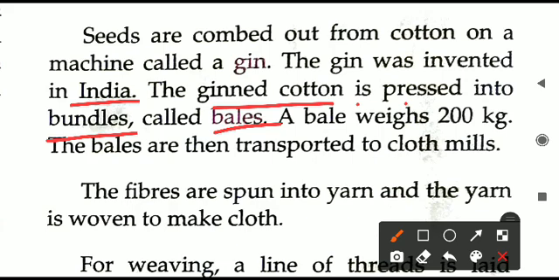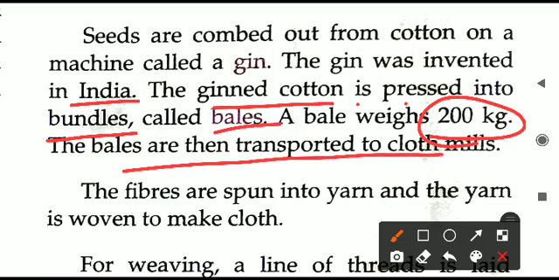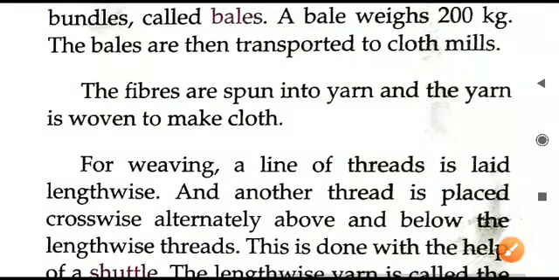This machine was invented in India only, first time, and this GIN cotton is then pressed into bundles and converted into bales. One bale of cotton will have the weight of 200 kilograms, and then these bales are transported to the cloth mills. And then what will happen? The cloth mills will do what?